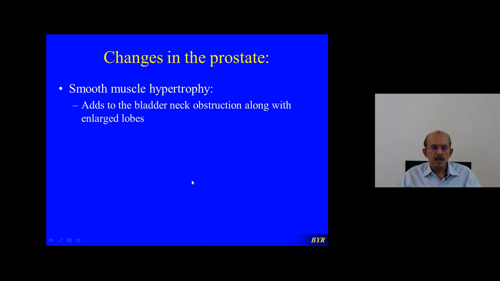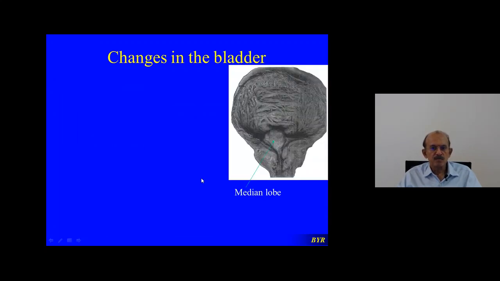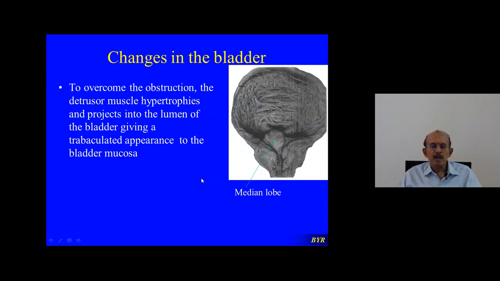And there is smooth muscle hypertrophy. It adds to the bladder neck obstruction along with the enlarged lobes. The smooth muscle becomes hypersensitive. Then because of BPH, there will be some changes in the bladder because there is bladder outlet obstruction.